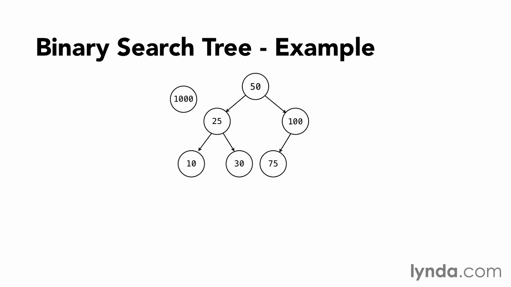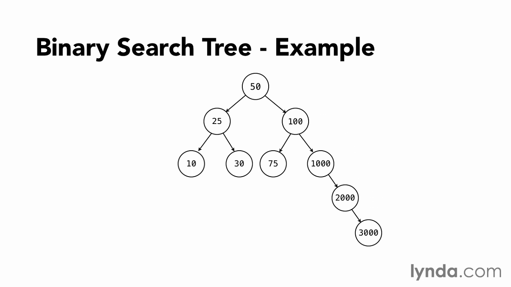Adding some larger values like 1,000, well, that's going to be added as the right child of the right child. We add the number 2,000. It's on the right all the way down. We add the number 3,000. That's going to be on the right all the way down again.